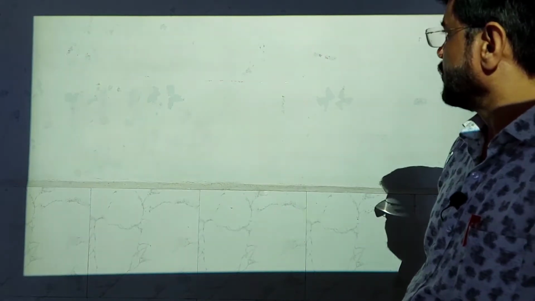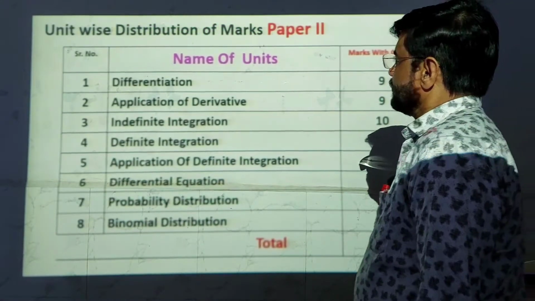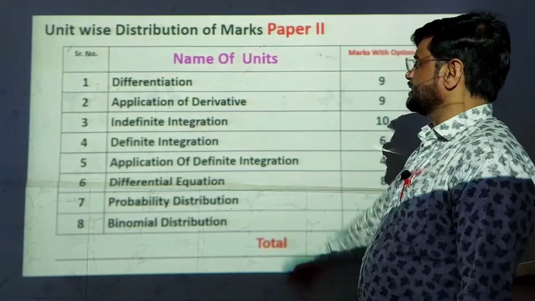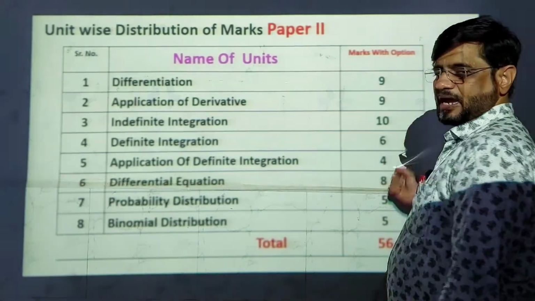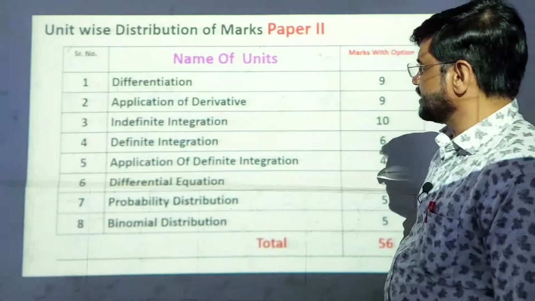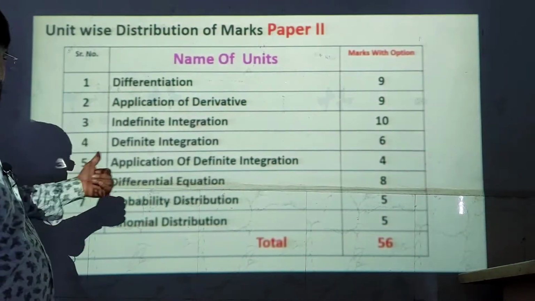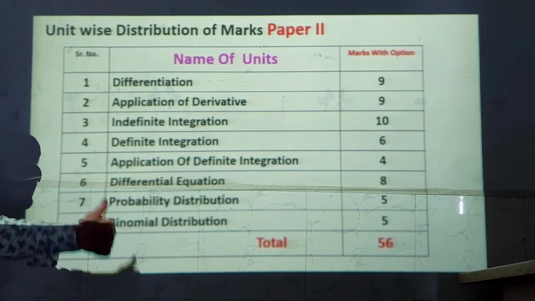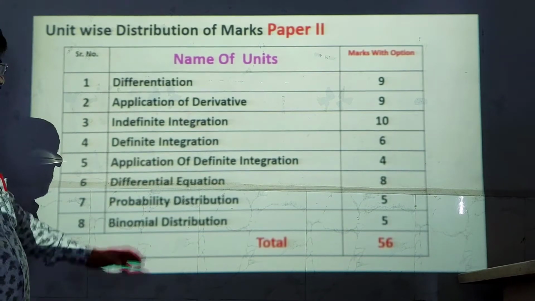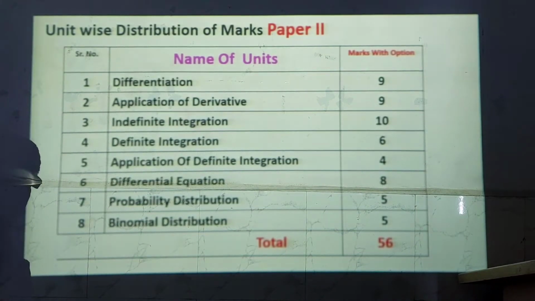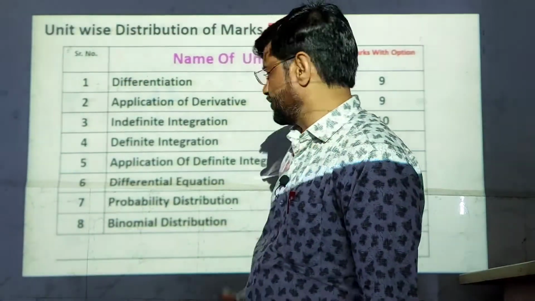Okay. Now the second part, that is paper 2. According to the new syllabus, the first chapter is differentiation, having 9 marks with option. Application of derivatives, 9 marks. Then indefinite integration has 10 marks. Definite integration has 6 marks. Application of definite integration is 4 marks. Differential equation is 8 marks. Probability distribution 5 marks, and binomial distribution has 5 marks. Total marks are 56 with option.